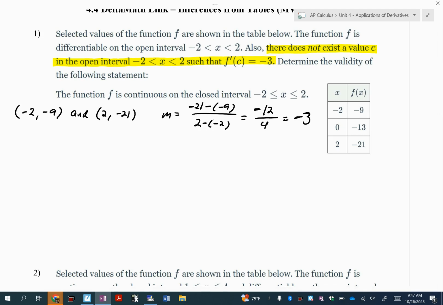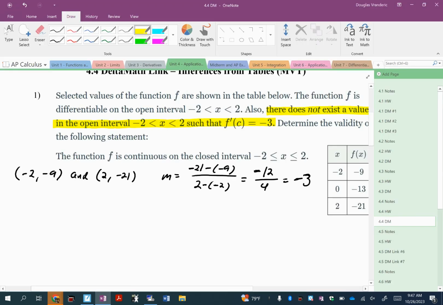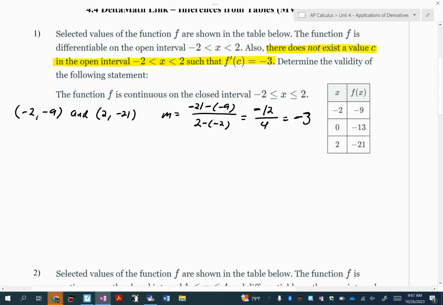So if there's no x value where this happens, then this statement here must be false. There must be some discontinuity happening in this interval, because if this was true, then would there be a value that makes this true? Yes, there would, but they're telling us in the paragraph that it's not true. There's no value c that when I take the tangent line at that x value, I get the same slope as my secant line. So because they said there does not exist this value, I know this statement here must be false. There must be some discontinuity happening in this interval.